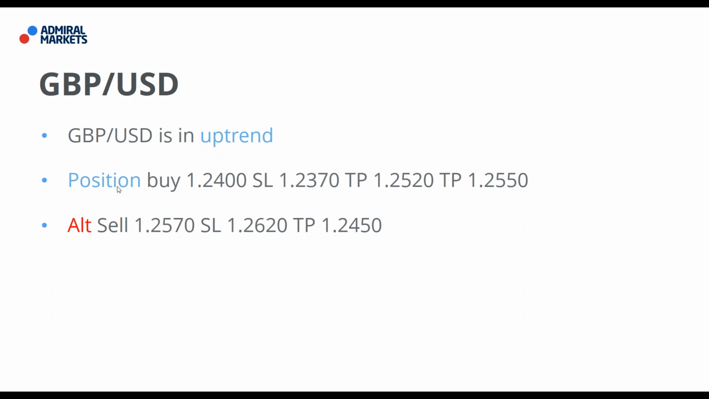Pound dollar is in uptrend. In my opinion, it is still in uptrend, but I want to see it lower to buy it. 24.00 is the zone, so 24.00, 24.15, of course, and anywhere below 24, unless 23.70 is hit with spread, of course, that is a stop loss. So stop loss is 23.70, TP is 25.20, and TP2 is, this is TP2, 25.50. Alternative sell comes around 25.70, 26.20 is stop, 24.50 is the target. And this is what I see on pound dollar.